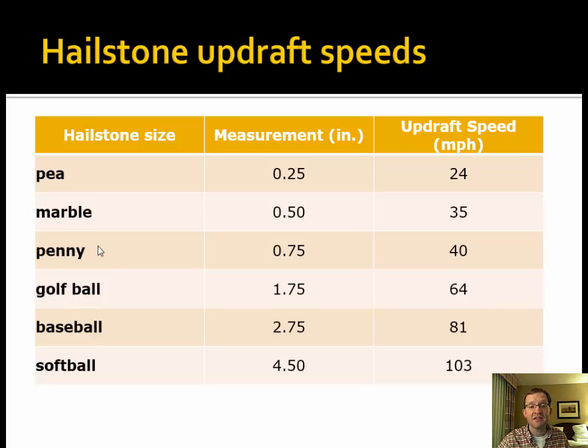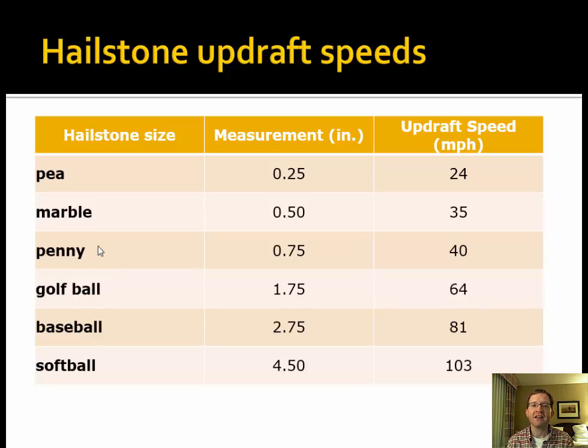Now, you don't have to copy these numbers down, but it gives you an idea of how much of an updraft wind it takes to create the hailstones you might experience. Pea-sized hail, fairly common. You only need about an updraft of 24 miles an hour. Penny-sized hail, you need 40 miles an hour of updraft. A golf ball, over 60, a baseball, over 80 miles an hour, and if you were to have a softball-sized hailstone, especially those more solid ones, it's got a 4.5-inch size. It's going to take updrafts of over 100 miles an hour.